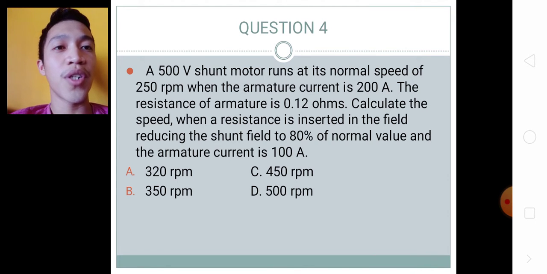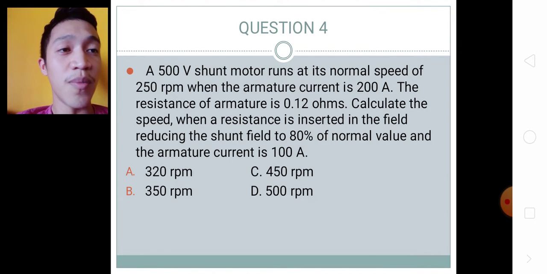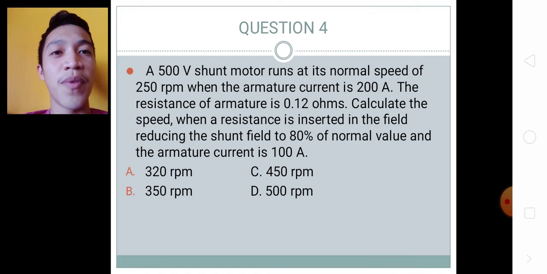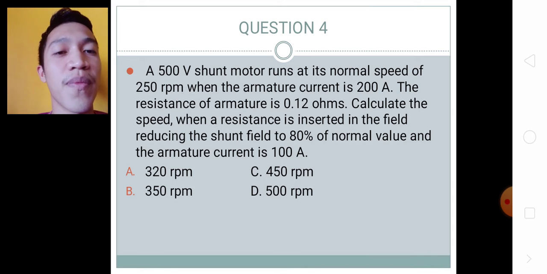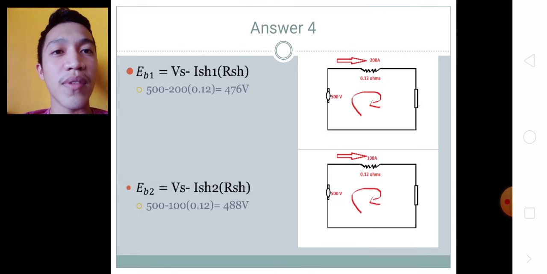A 500 volt shunt motor runs at its normal speed of 250 rpm when the armature current is 200 amperes, and the resistance of the armature is 0.12 ohms. Now calculate the speed when a resistance is inserted in the field, with the shunt field at 80% of the normal value, and the armature current is 100 amperes. We have there the choices.